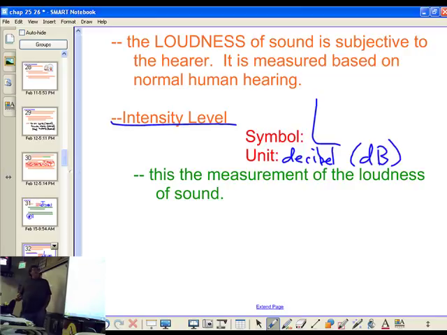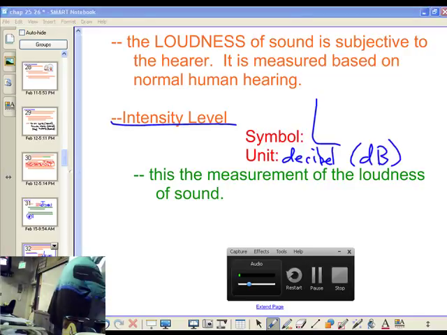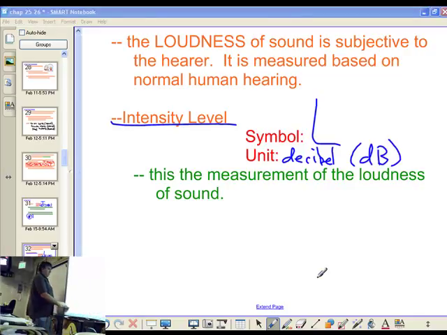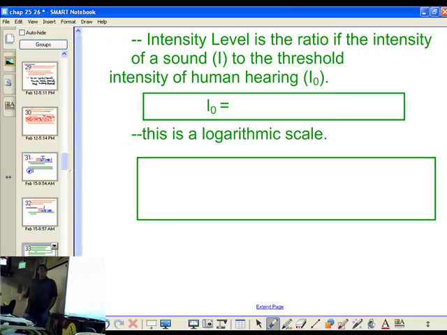All right, so this is a measure of loudness of sound. But it's a very special scale. Anyone need more time? All right, so intensity level. Now the intensity level is the ratio of the intensity of that sound, we were talking about the intensity of sound, to something called the threshold of intensity of human hearing.